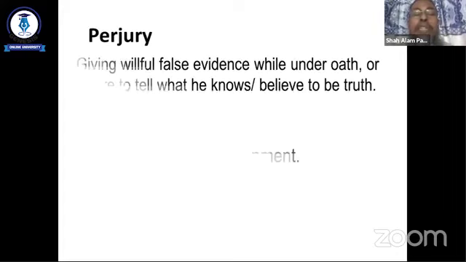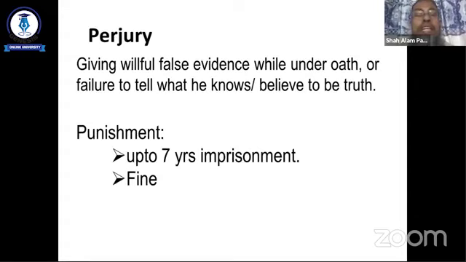Perjury, there is a term perjury. The definition of perjury is important for the examination. Giving willful false evidence while under oath, or failure to tell what he knows or believes to be true. This is perjury. For perjury, the punishment is up to seven years imprisonment or fine. If it is proved you are giving willful false evidence under oath, then you have to face this punishment.